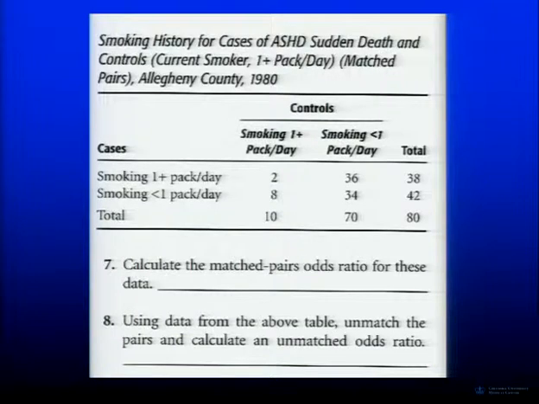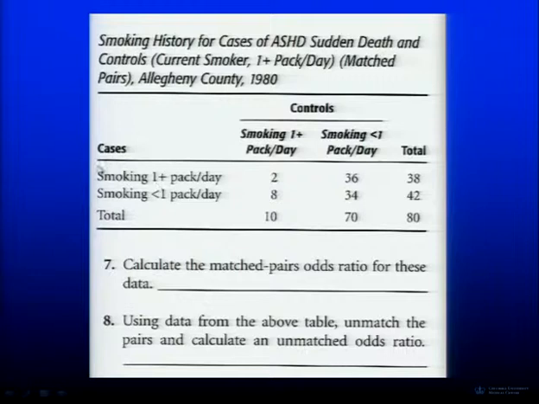Now they want you to use the data from the above table, unmatch the pairs, and then calculate the odds ratio. So if you unmatch the pairs, you now have your regular fourfold table, and so you're going to have exposed or not exposed, and then you're going to have your cases and your controls. So can anyone tell me what would go into this box? How many cases were exposed or smoked more than a pack a day? How many cases were exposed and smoked more than a pack a day? Oh no, 34. Wow, we got a lot of different answers. So go all the way across.